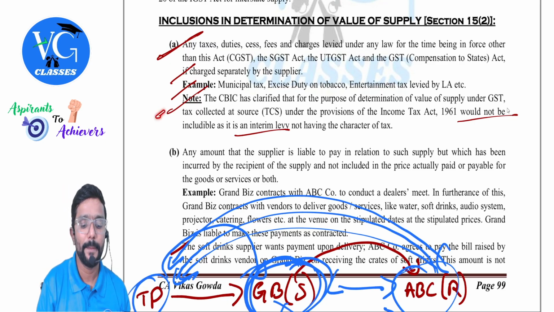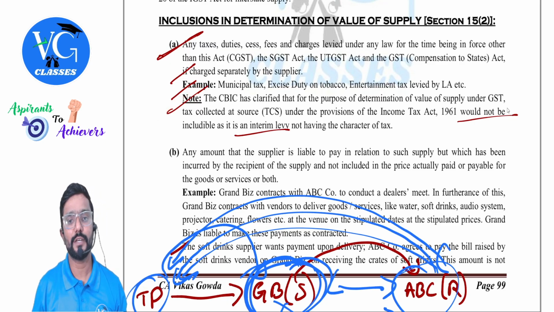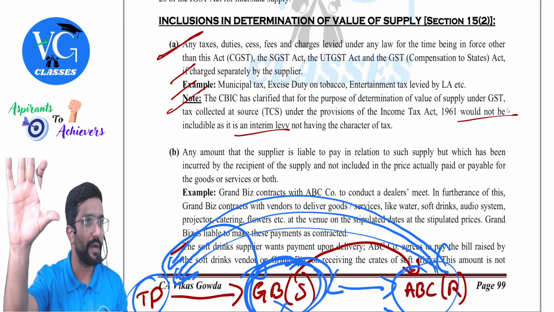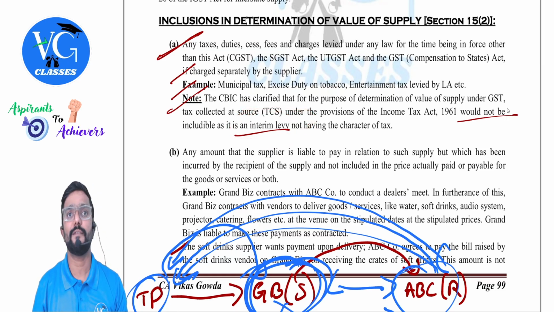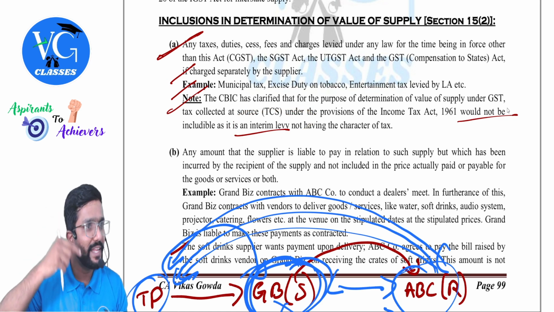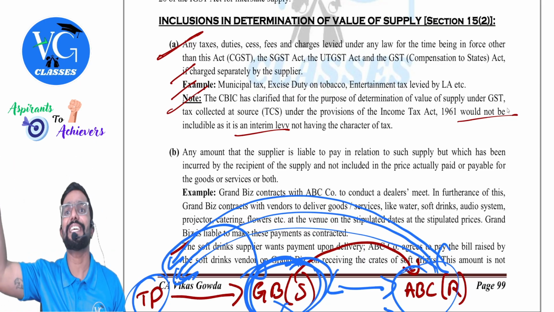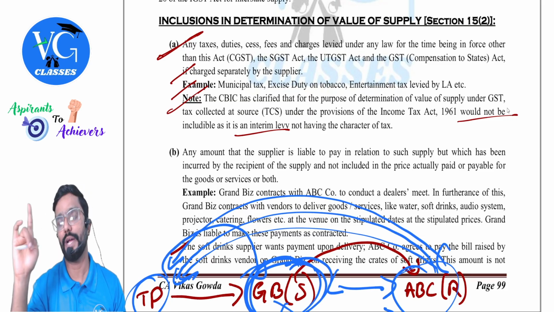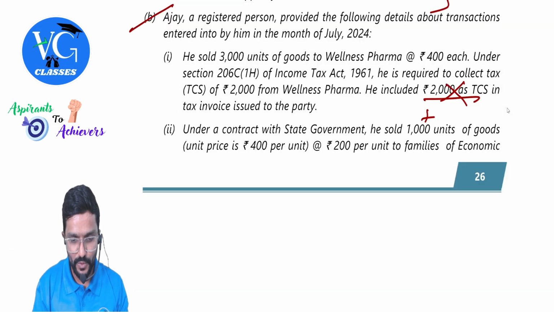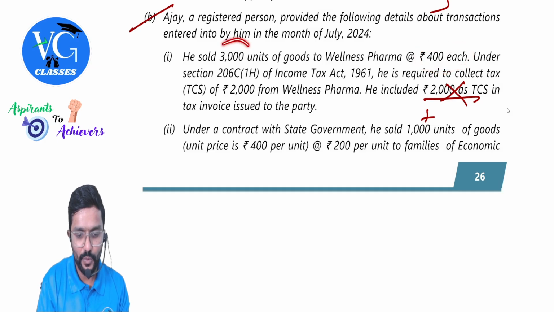But see the note. The CBIC has clarified that for the purpose of determination of value of supply under GST, tax collected at source under the provisions of the Income Tax Act 1961 would not be includable, as it is an interim levy, not having the character of tax. Why are we saying not having the character of tax? Because whatever the seller collects as TCS, the buyer will get as a credit under income tax only. So should we add it to the value of supply? No. So here it would be only 400 into 3000.